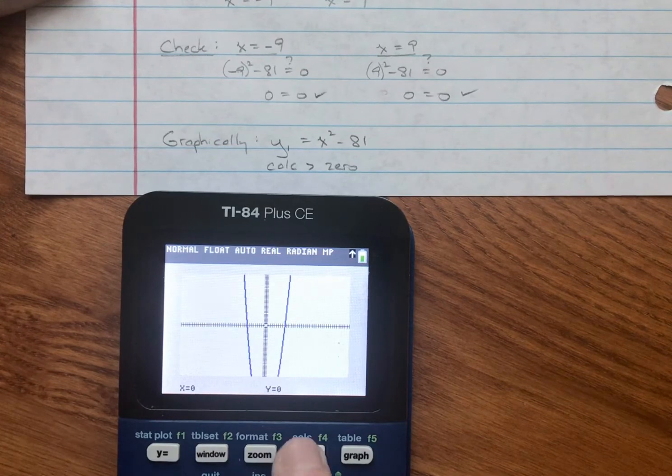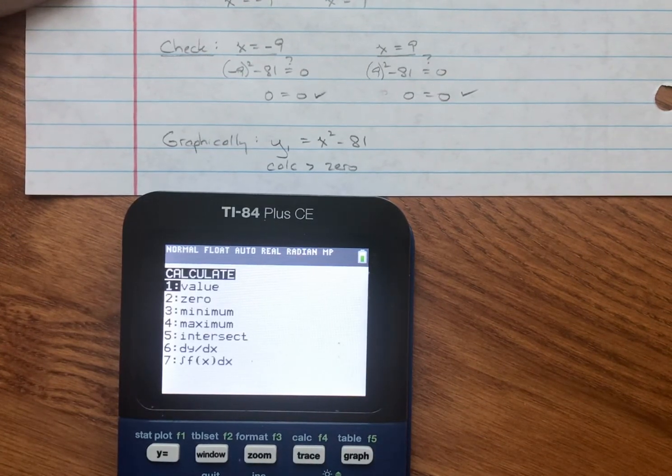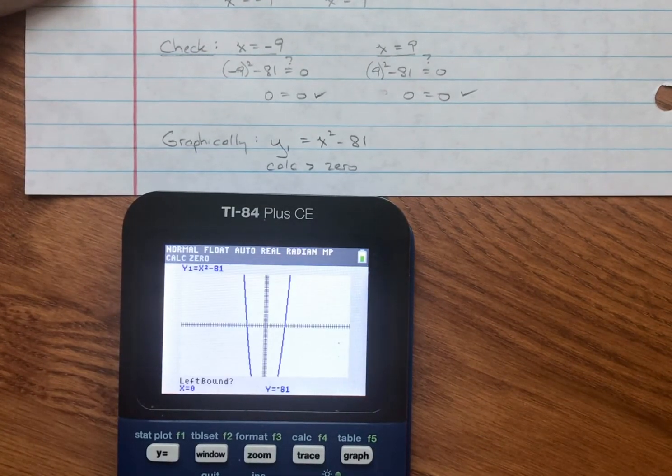So let's just do second calc. Number 2 is our zeros, so we'll choose 2. Let's go to our left point over here: left bound above the axis, right bound below the axis, and take a guess. Sure enough, negative 9 is a 0.